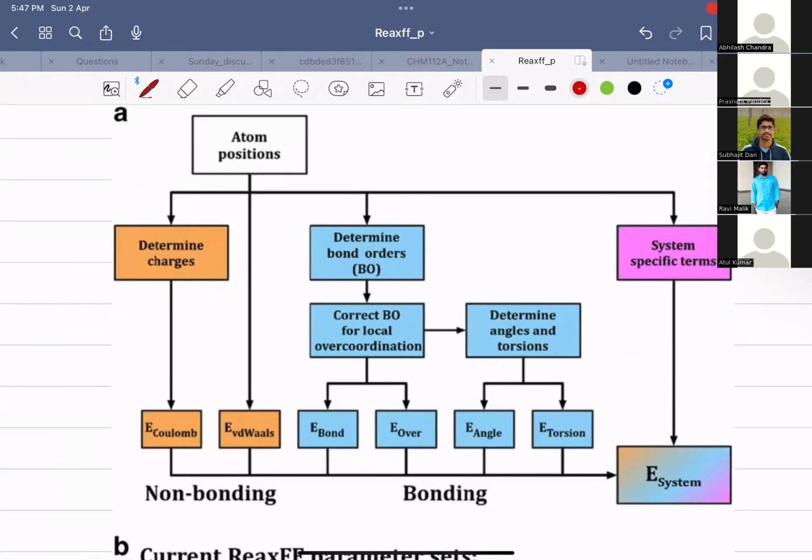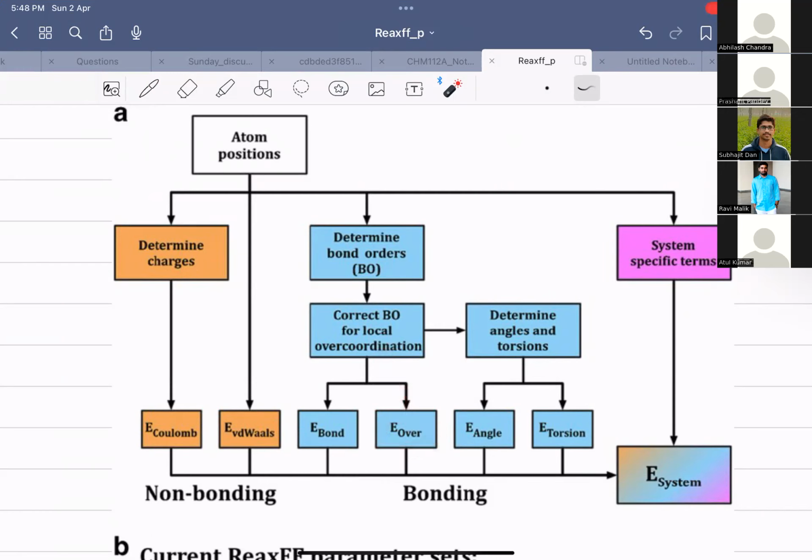And also for the bonding parameters, we first determine the bond order, and according to this bond order, we correct it for the local over-coordination. It can happen that it overcounts some of the bonding parameters if the atoms are too close to each other. So we need some correction for it, and for that we need one correction term, which is your over-coordination parameter.